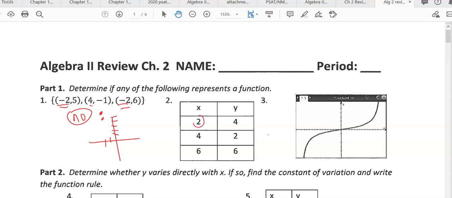Is this a function? Look at the x values: 2, 4, 6. That looks good, right? I don't have any problem with that. That is, yes, a function. This one, if you drew a vertical line anywhere, it never crosses more than once. I'd say yes, this is a function.